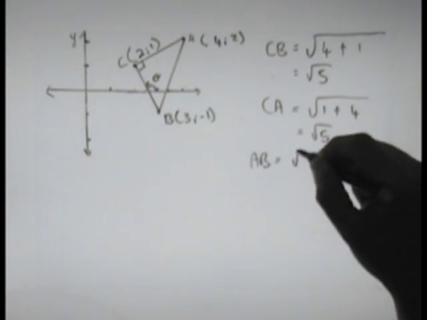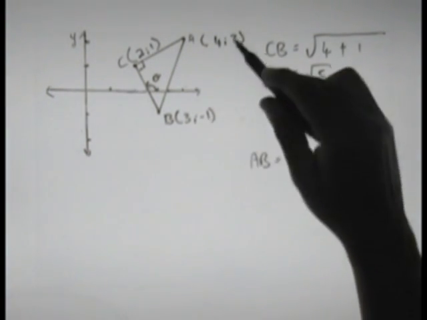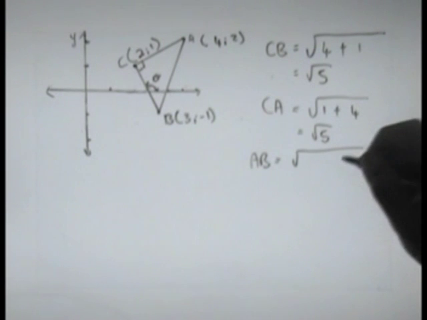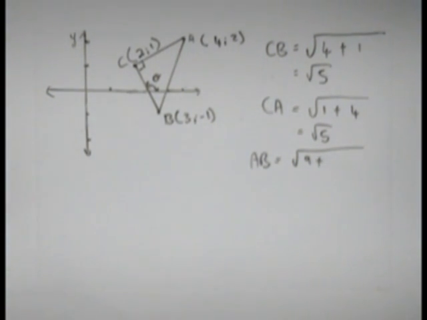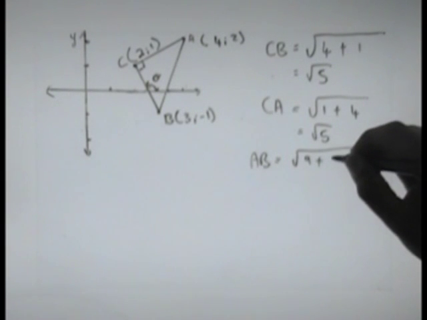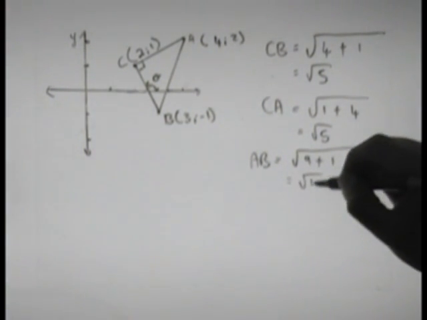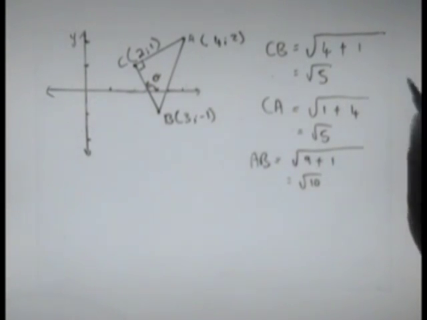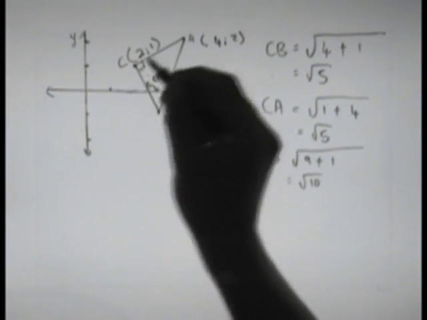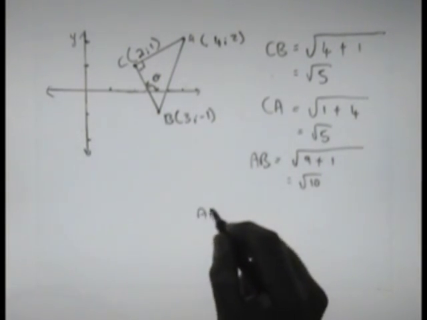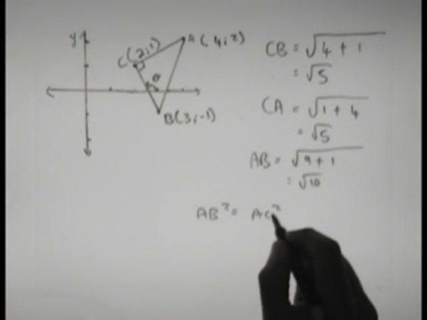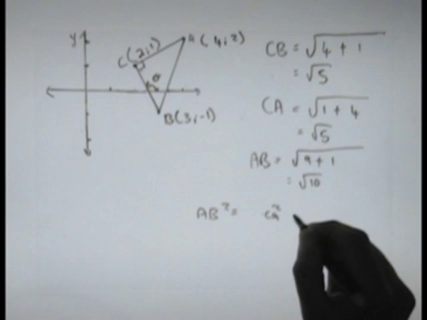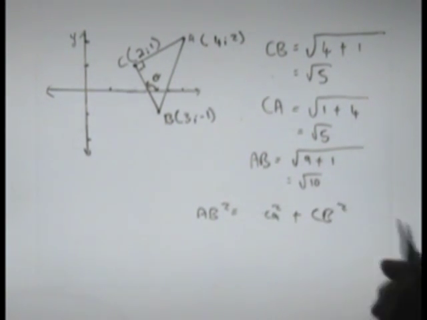AB is going to be given by the square root of y2 minus y1, which is minus 1 minus 2, which gives me minus 3, squared is positive 9, plus 3 minus 4, which is negative 1, squared is positive 1, so it's 9 plus 1, which is equal to square root of 10. If this is in fact a right angled triangle, it should follow that AB squared is equal to CA squared plus CB squared.